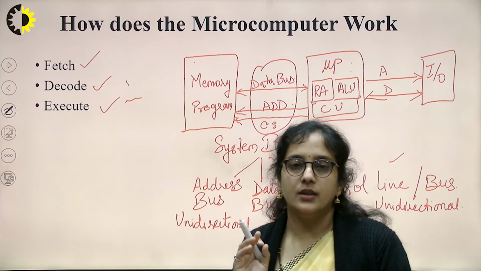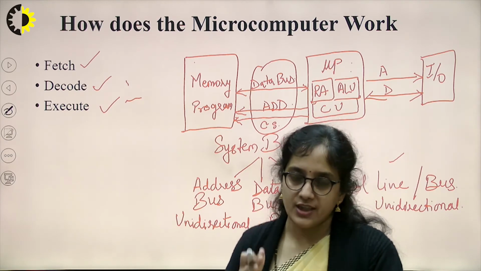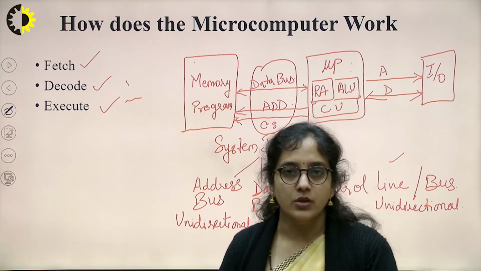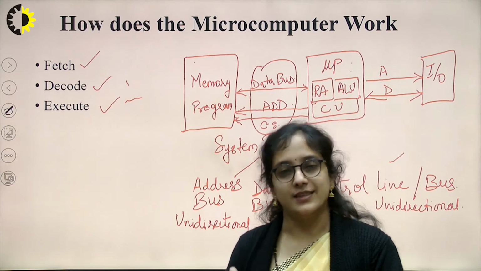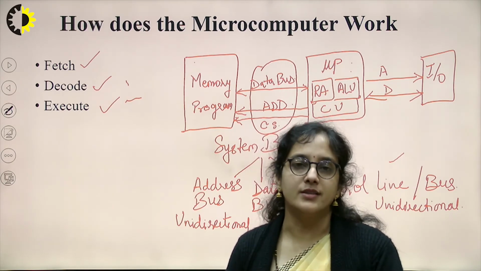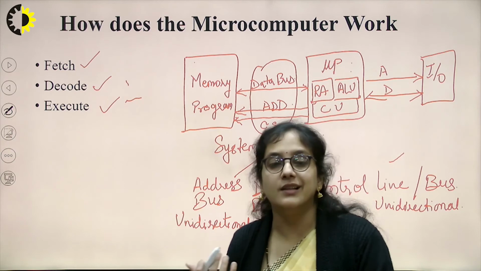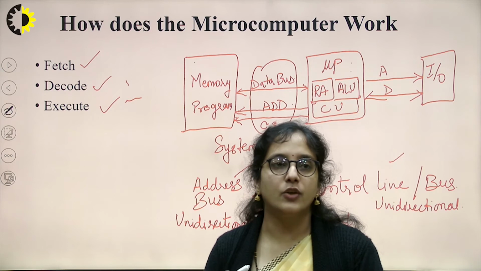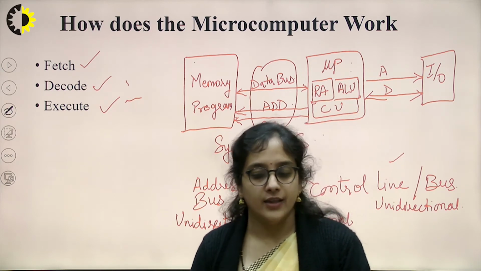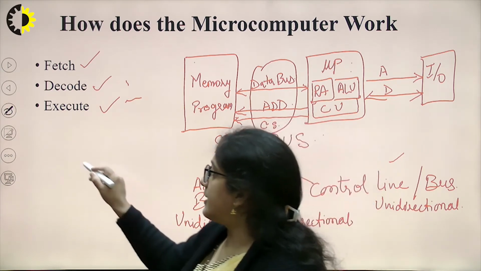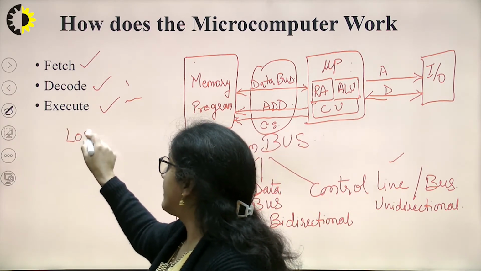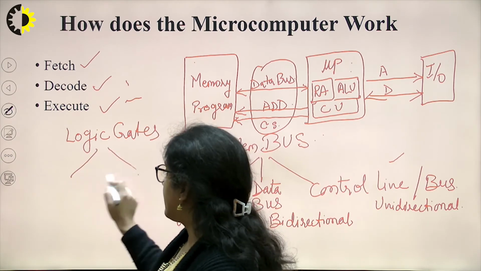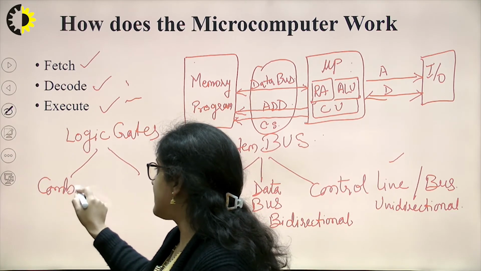So always, a microprocessor will first fetch an instruction. After fetching that instruction it will decode that instruction. After decoding it will execute that instruction, depending on whatever the decoded result is. To perform these steps, that is fetching, decoding and execution, as we had already learned about logic gates, I think you all are aware that by using logic gates we can design two types of circuits, combinational and sequential.